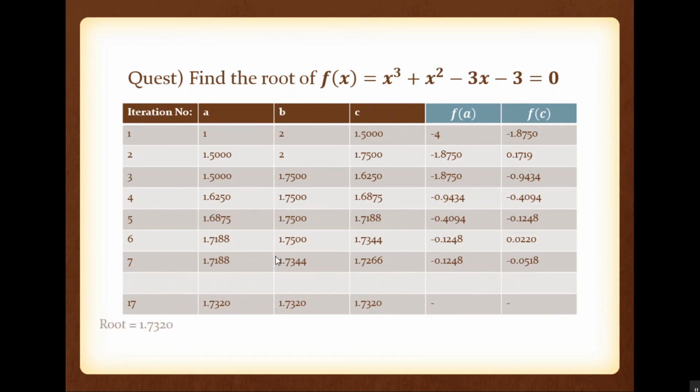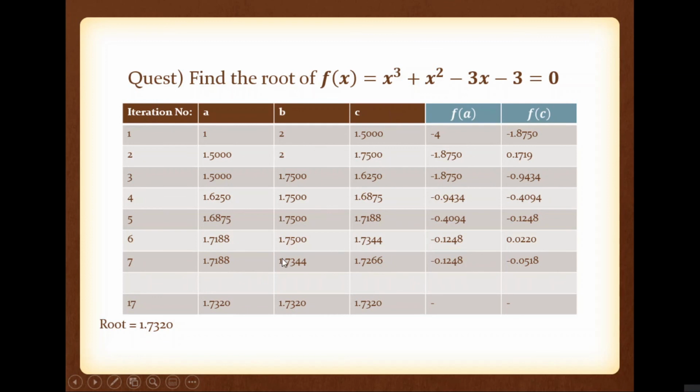So the root, here we can say the root is 1.7320, that is root 3. If you are substituting root 3, you have 0. So for me, it took 17 iterations. I used a MATLAB program for this. I wrote an algorithm, so it took 17 iterations, and I used this f of c condition. That is the reason for this 17, I think. So the root is 1.7320. I think this one is root 3.